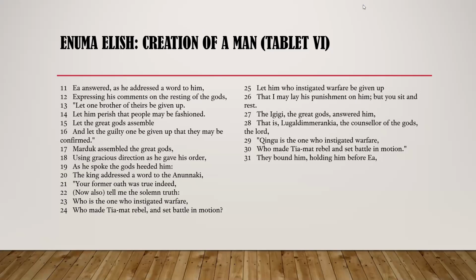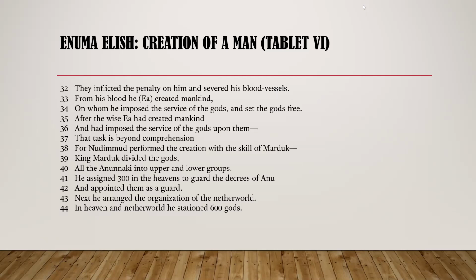Lugaldimerankia, the council of the gods, the Lord: Kingu is the one who instigated warfare, who made Tiamat rebel and set battle in motion. They bound him, holding him before Ea. They inflicted the penalty on him and severed his blood vessels. From his blood, Ea created mankind, on whom he imposed the service of gods and set gods free. So again, the same purpose.